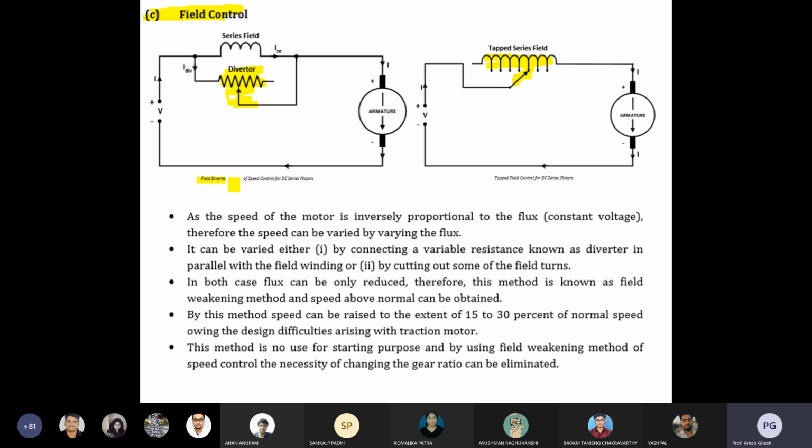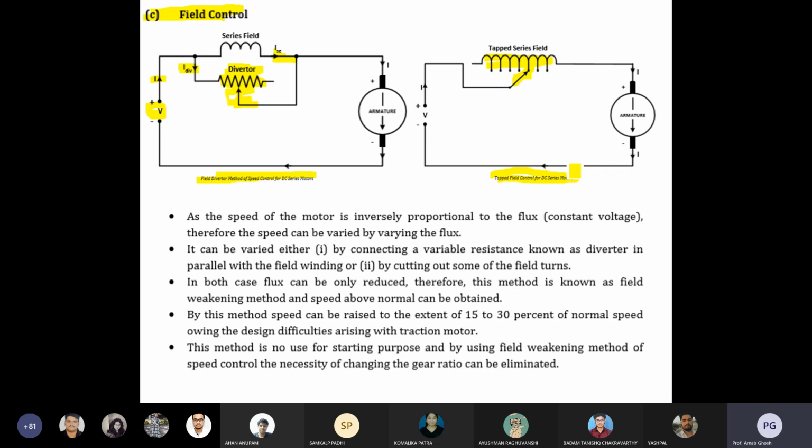This is the field divider method for the speed control of the DC motor, and this is the tap field control of the DC series motor. In both cases you can see that voltage is there, plus minus voltage, and currents are there. The current divides over there, so it is called a current divider. Resistances are there. The rest of the portions are more or less similar to your previous concept.